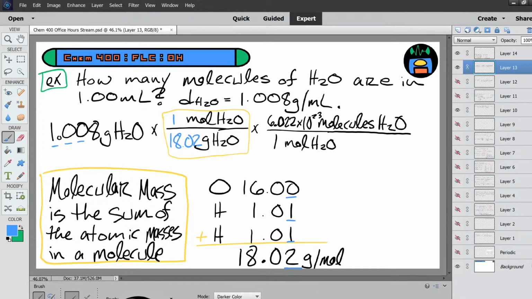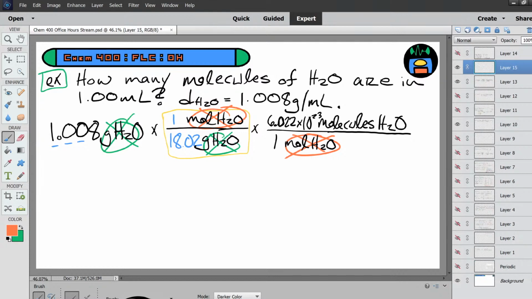And now, with that unit conversion, grams of water cancel, moles of water cancel. We are ready to crunch our numbers and calculate our number of molecules. So we have 1.008 divided by 18.02 times 6.022 times 10 to the 23rd.